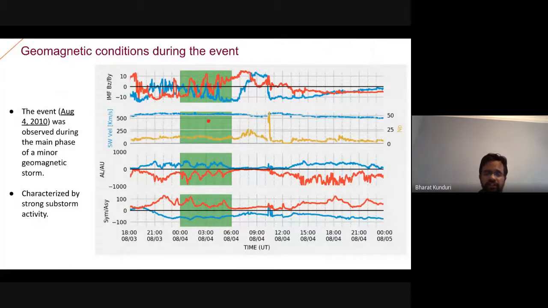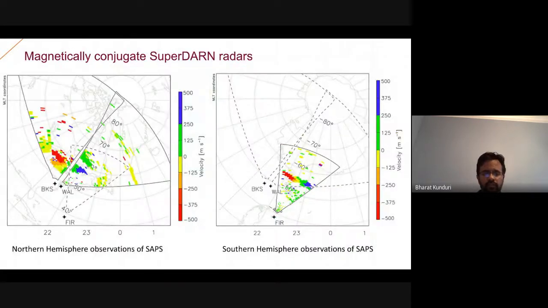The period of interest is between 0 and 6 UT on August 4th, which is pretty much the peak of the geomagnetic storm. This was characterized by significant substorm activity. So I'm presenting fields of view of magnetically conjugate SuperDARN radars. I'm just showing line of sight velocities observed in the SuperDARN radars in this plot.